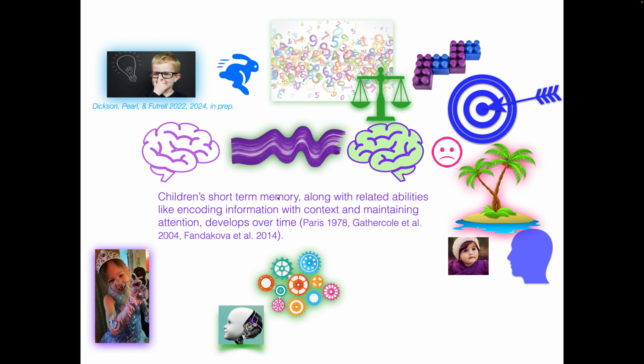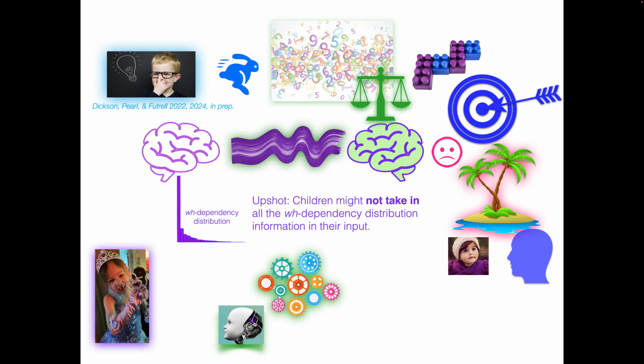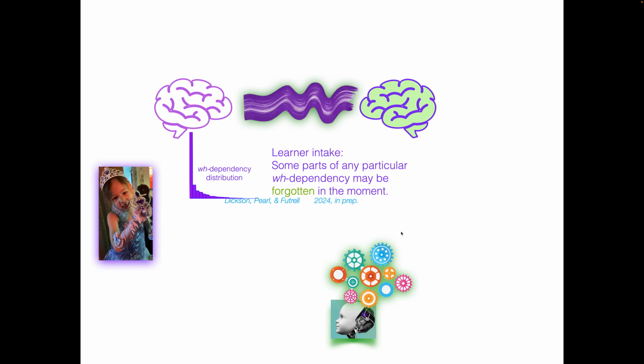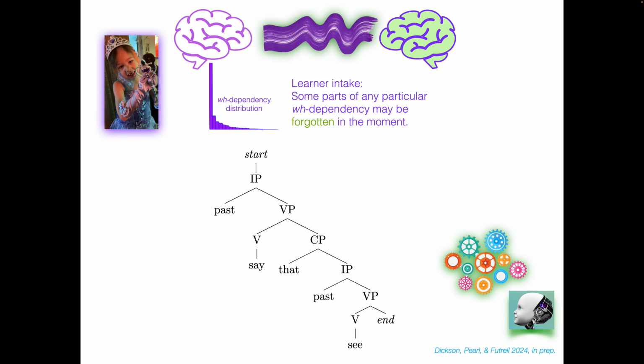And children's short-term memory, along with related abilities like encoding information with context and maintaining attention, develops over time. And so the upshot for our modeled learners is children are not going to be taking in all the WH dependency distribution information that's actually out there in their input signal. It's there, but maybe they don't get it all. They don't take it all in. Some parts of any particular WH dependency may be forgotten in the moment. So let's look at what that might be like.